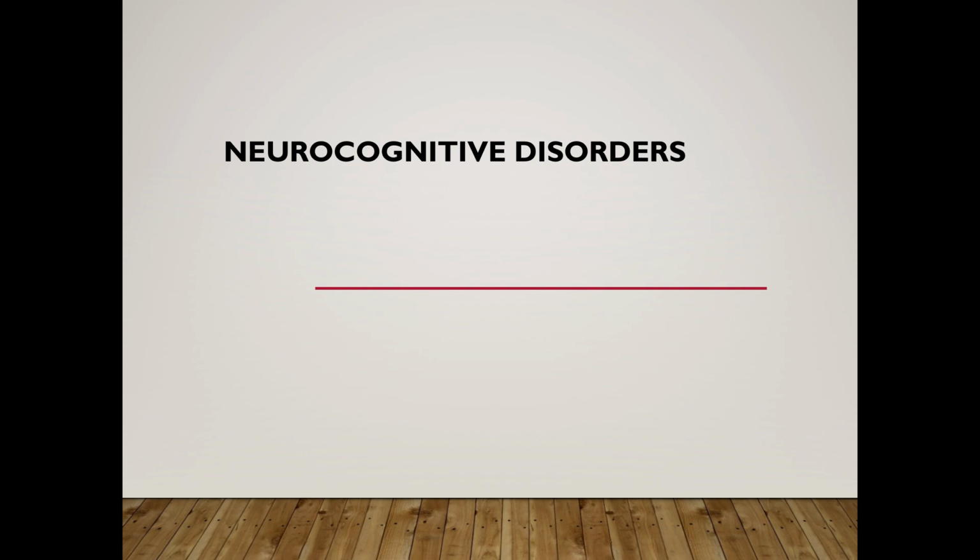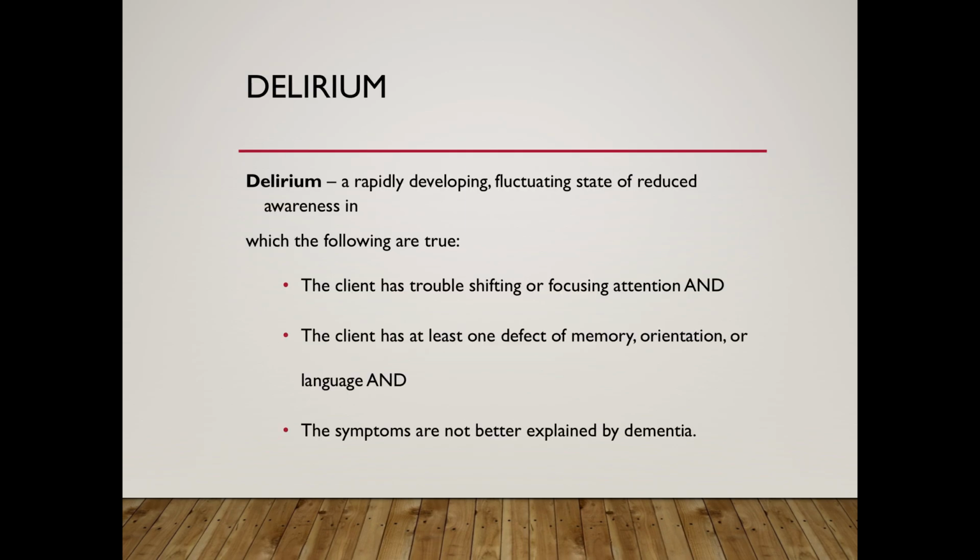I'm going to go into neurocognitive disorders, which is now on the other end of the lifetime that we'd expect to see as someone is older. Delirium is one of the first, or is the first diagnosis. So rapidly developing, so it happens very quickly, fluctuating state of reduced awareness. And so the client has a difficult time shifting or focusing attention, and one other defect in memory, orientation, or language, and the symptoms are not better explained by dementia.